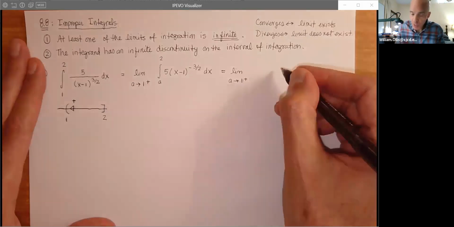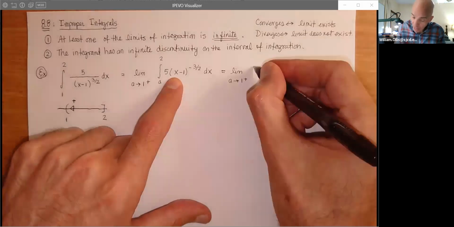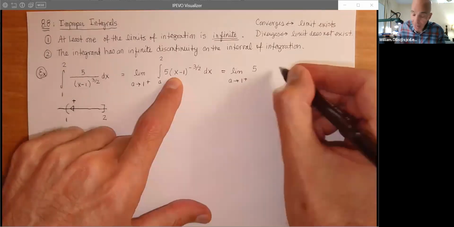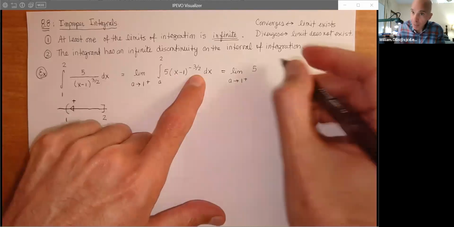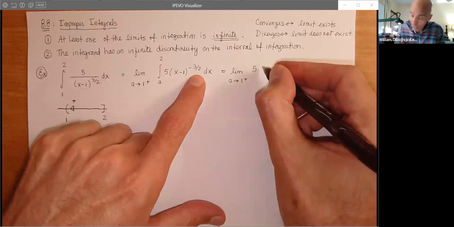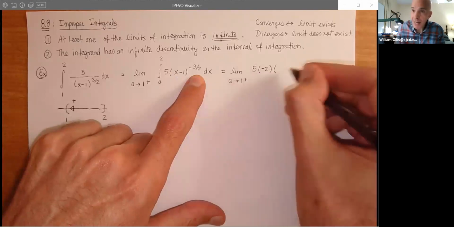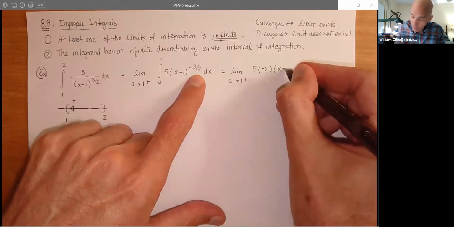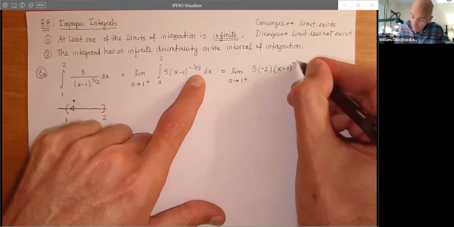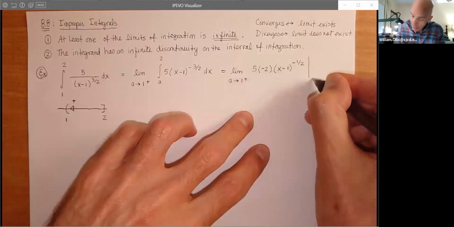So notice this is table ready. So we'll just add 1 divided by the new power. So we have the 5 that's already hanging out. The new power is going to be a negative 1/2. So we divide by -1/2 or multiply by -2. So division by -1/2 is multiplication by -2. We get x minus 1 to the -1/2. And then we evaluate from a to 2.